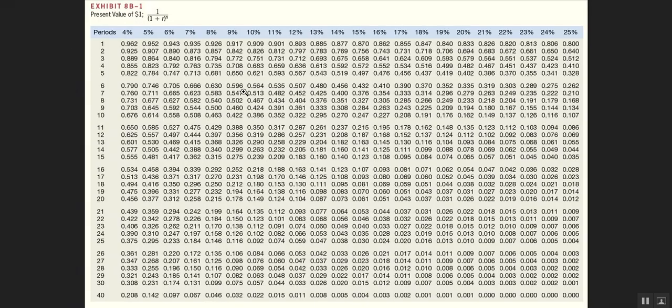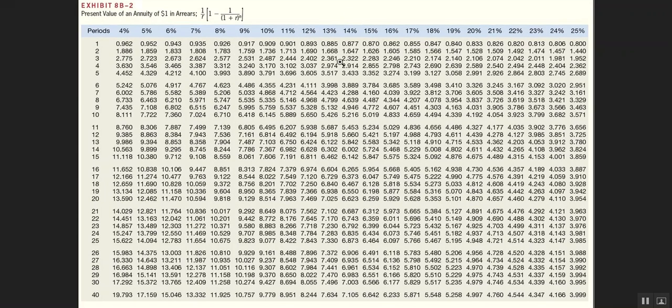That's not looking right. Let's see. Oh, yes it is. All right, so our 2.989 is somewhere around in here. There's not a 2.989. There's a 2.991. There's a 2.926. So we look in here, we're kind of in between both of those amounts, but we're closer to 20%.